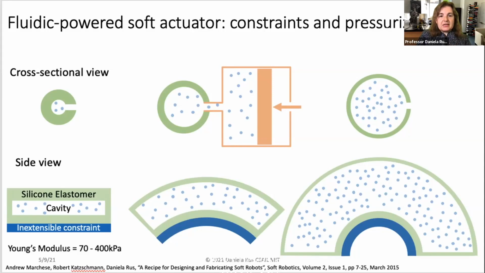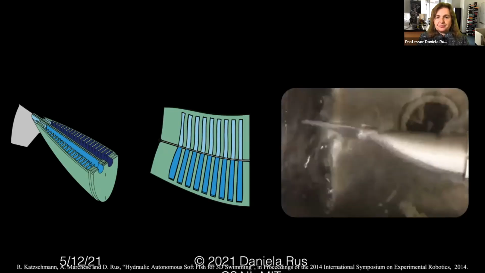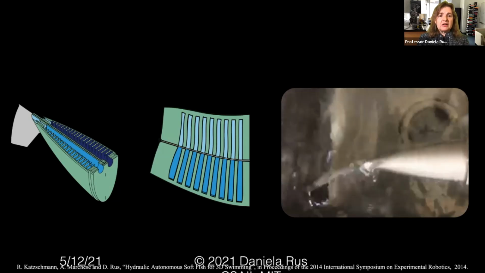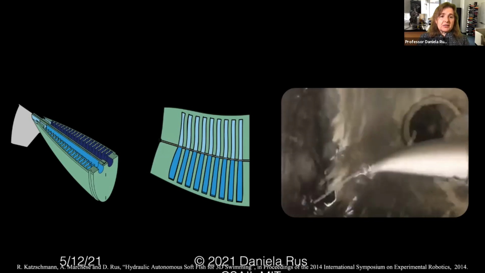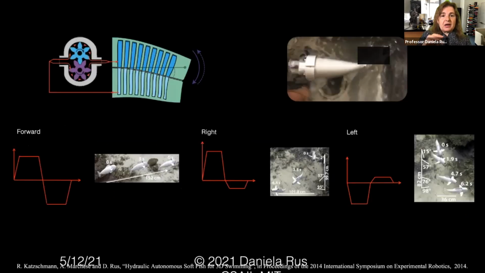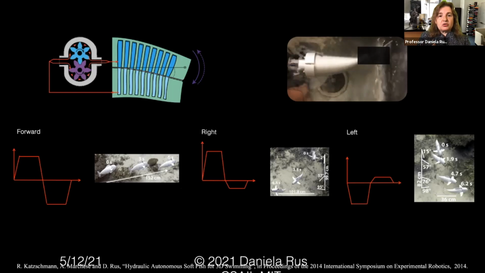So that's the basic principle of a fluidic actuator. And here you can see how the fishtail is built with essentially two chambers that are connected by the inextensible constraint. And then we have a pump. The pump regulates the flow of water from one chamber to the other.